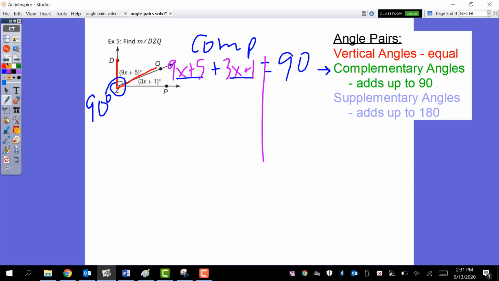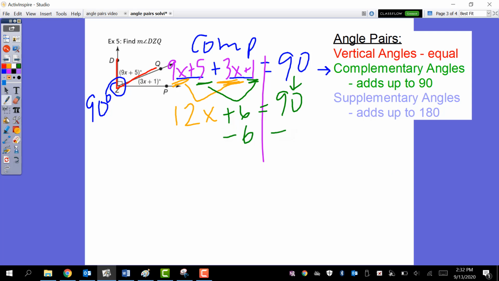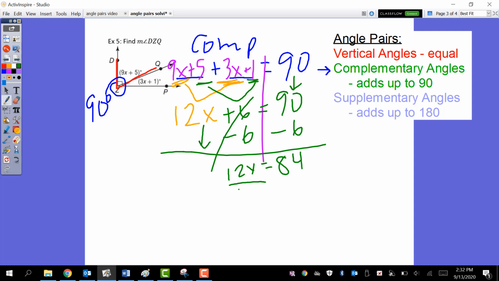Here we go. So I've got to combine like terms. I'm going to add 9x and positive 3x. 9x plus 3x is 12x. And then I add my regular numbers. Plus 5 and plus 1, which is plus 6. The 90 is just a 90. Nothing changed. All right, next step, I've got to move my 6. So how do I do that, plus or minus? Well, I'm going to minus. I've got to do the opposite to move it to the other side. 6's go away. 12x is left. 90 minus 6 is 84. And then last step, divide by 12.